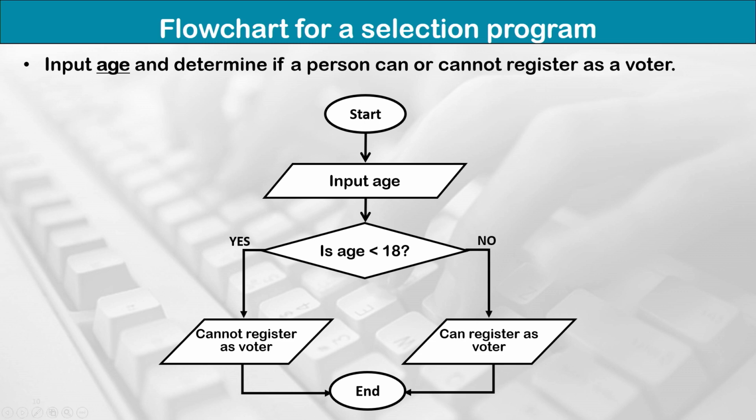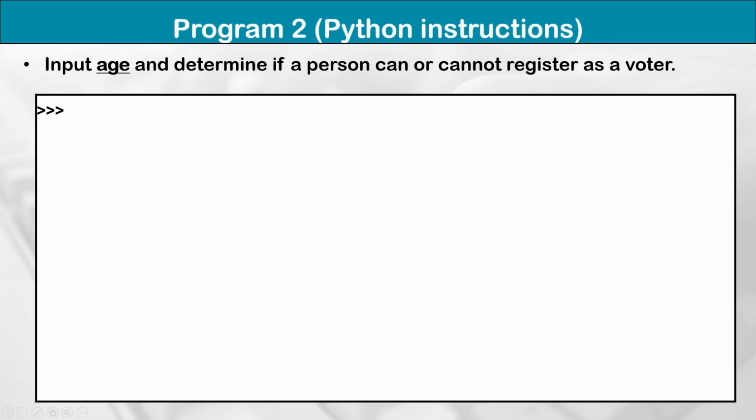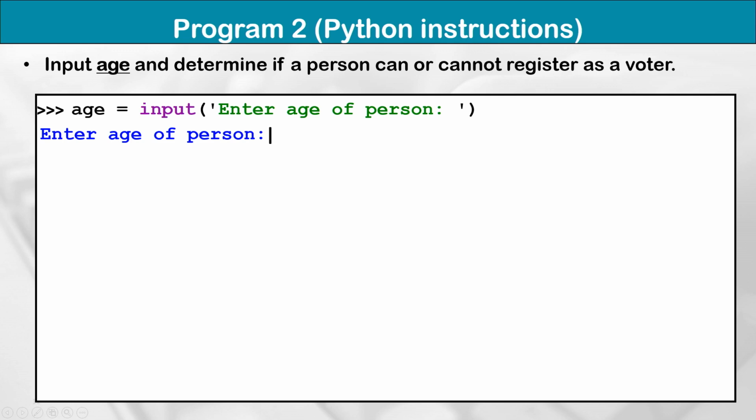Let us now write these instructions using the Python programming language. We will use the input command to get the age of a person. Type age is equal to input with the prompt enter age of person. Since comparisons cannot be carried out between text and numeric values, we use the function int to convert text to numeric.